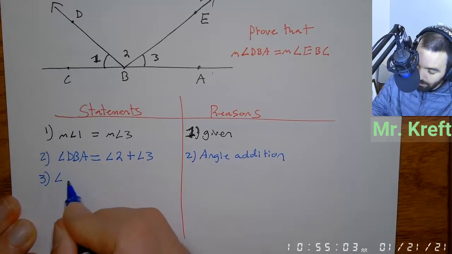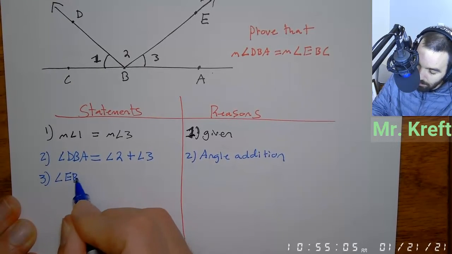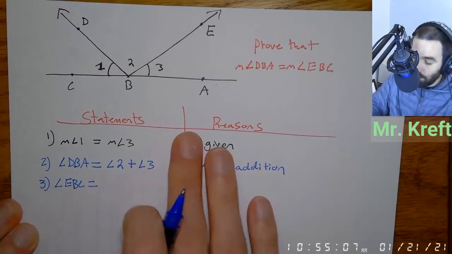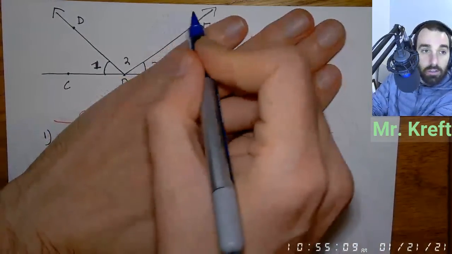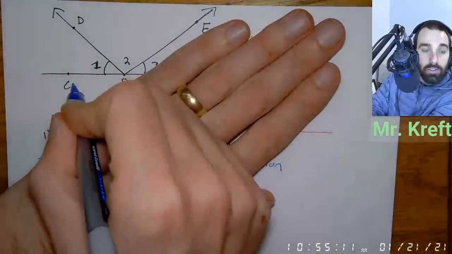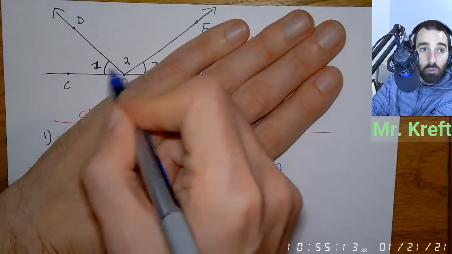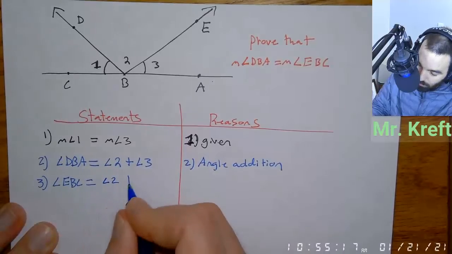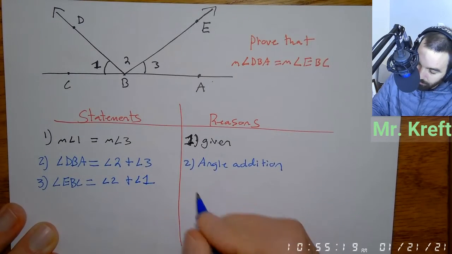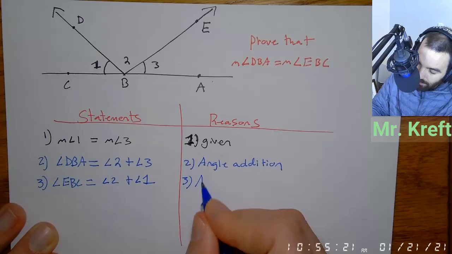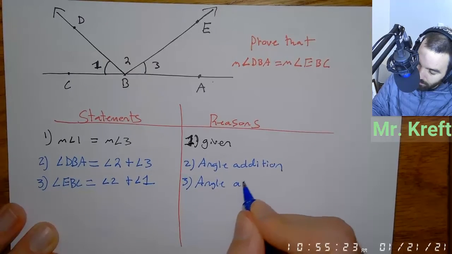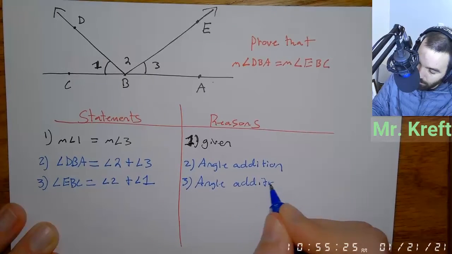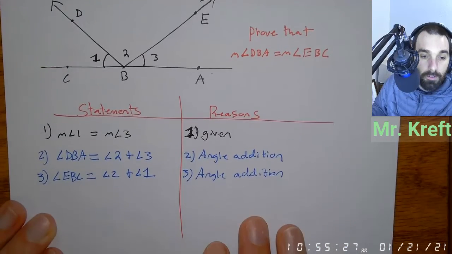Well, I'm going to do the same thing for angle EBC. So I'm going to go over here and go like this. So angle EBC, that's really made up of two smaller angles. So I can say it's angle 2 plus angle 1. How did I get that? Angle addition, right? It's okay if I do the same thing more than once.